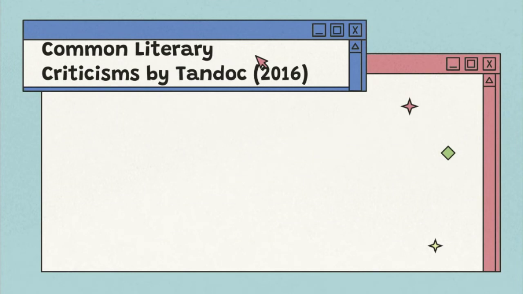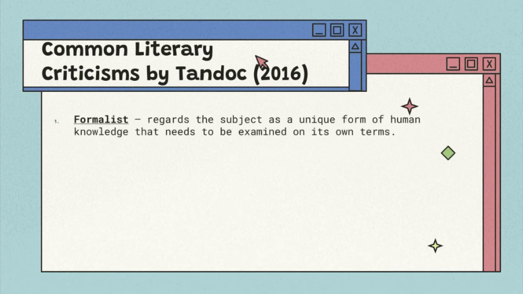The common literary criticisms by Tandok 2016 are presented below. So we have formalist, biographical, historical, gender, psychological, and sociological approaches. First, formalist. In this approach, you need to focus your analysis on the formal features of the subject, rather than the profile of the creator. You need to establish how one element works together with other elements to achieve the effect to the audience.